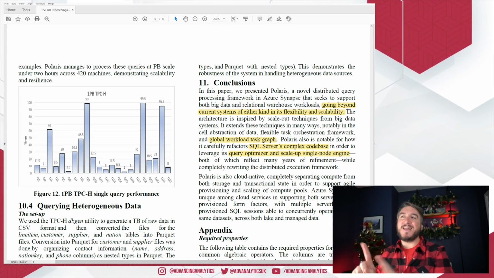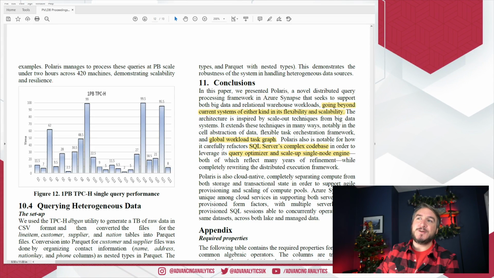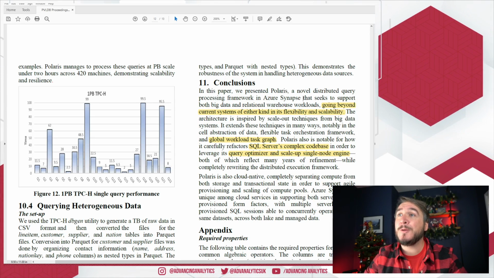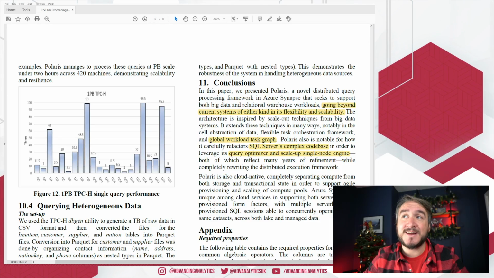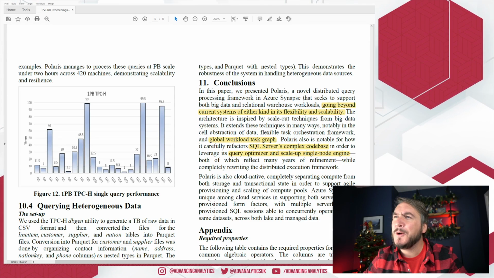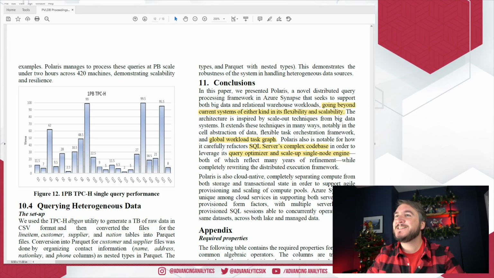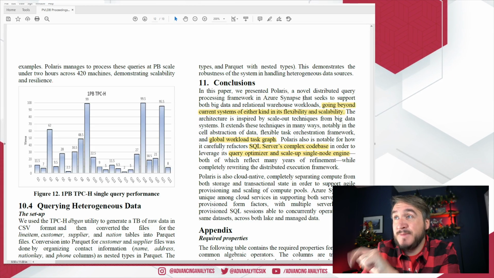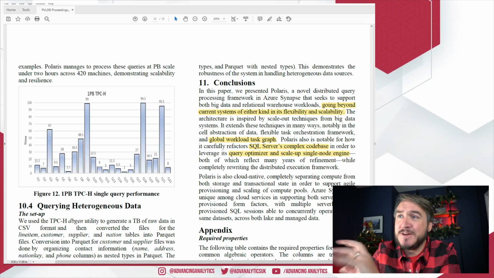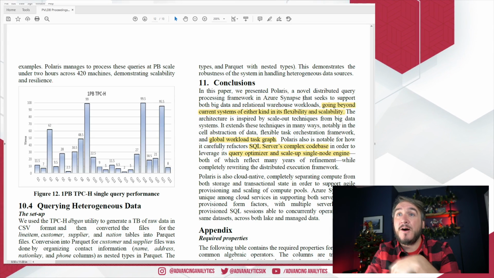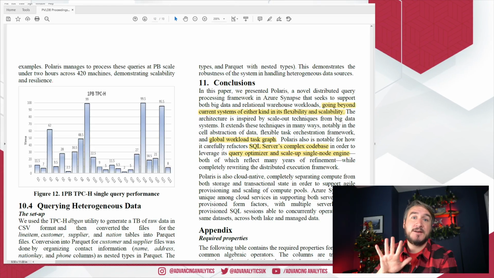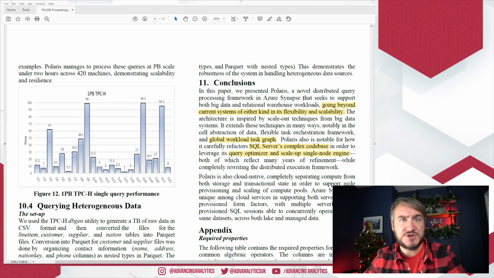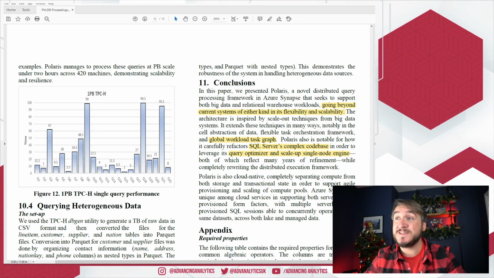But this claim, so they've built a new processing framework in Azure Synapse that seeks to support both big data and relational warehouse workloads, going beyond current systems of either kind in its flexibility and scalability. Oh, that's a big claim. So in terms of existing relational engines, its flexibility and scalability is insane. What you can achieve here, because of how they've architected it using traditional big data approaches and they're harnessing the power of the SQL Server engine, absolutely. Huge things they've managed to achieve by this, which is awesome.